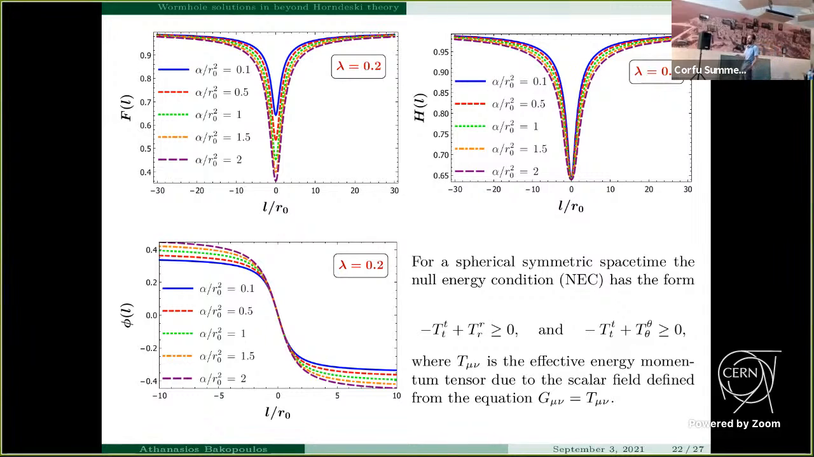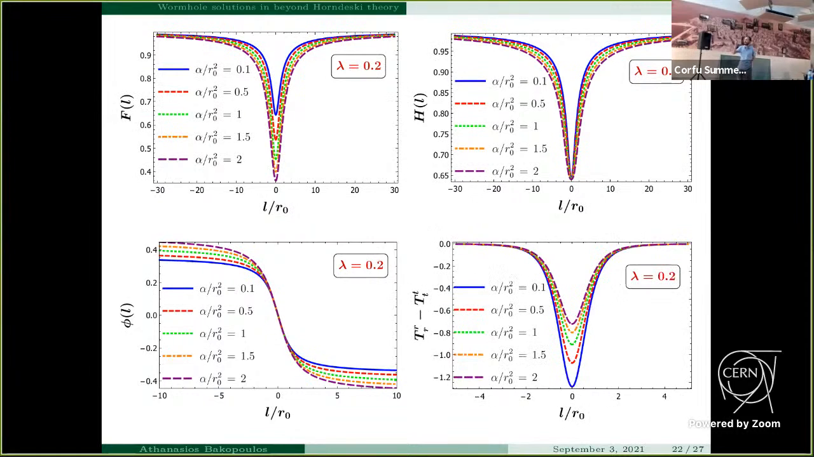The null energy condition has this form, and in this plot, we have the null energy condition for these solutions. Again, it is violated at the throat, but again, this violation is not attributed to the presence of a phantom field. It is just a characteristic of our theory.